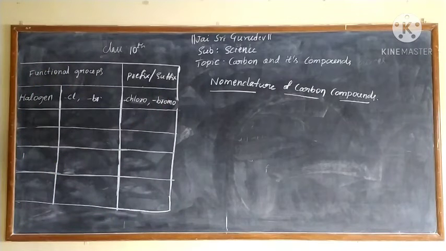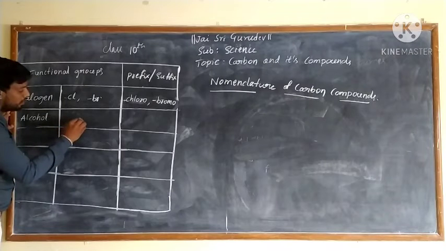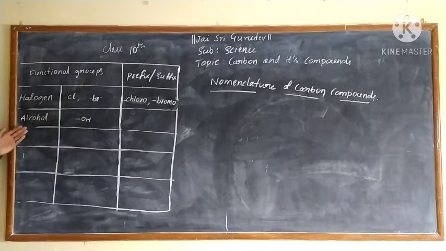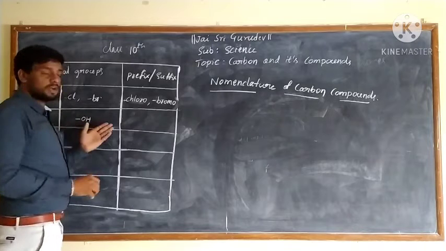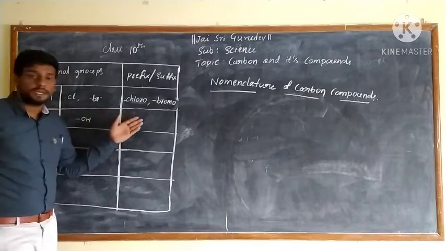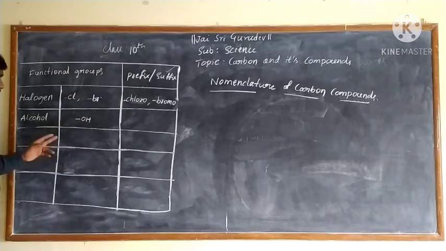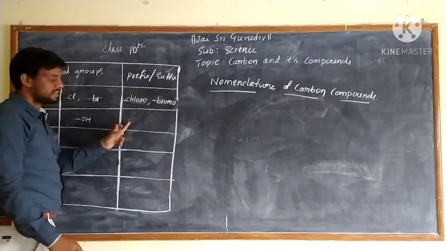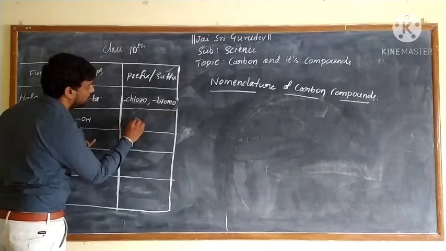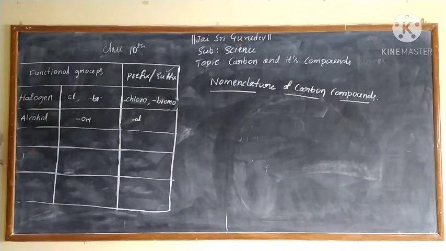Next, alcohol. The functional group is alcohol. Its formula is OH, hydroxyl. Apart from the halogens, the remaining four functional groups are indicated by using a suffix. Suffixes can be used to name the compound. So for alcohol, OH, the suffix is ol.